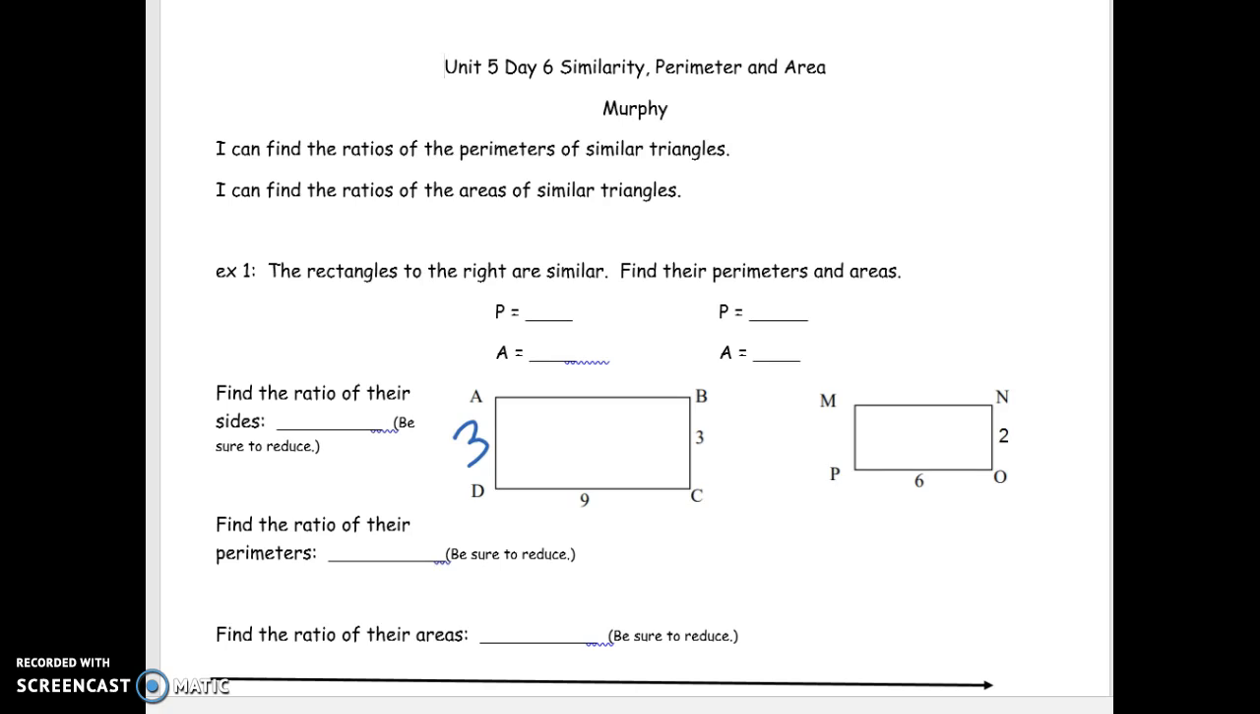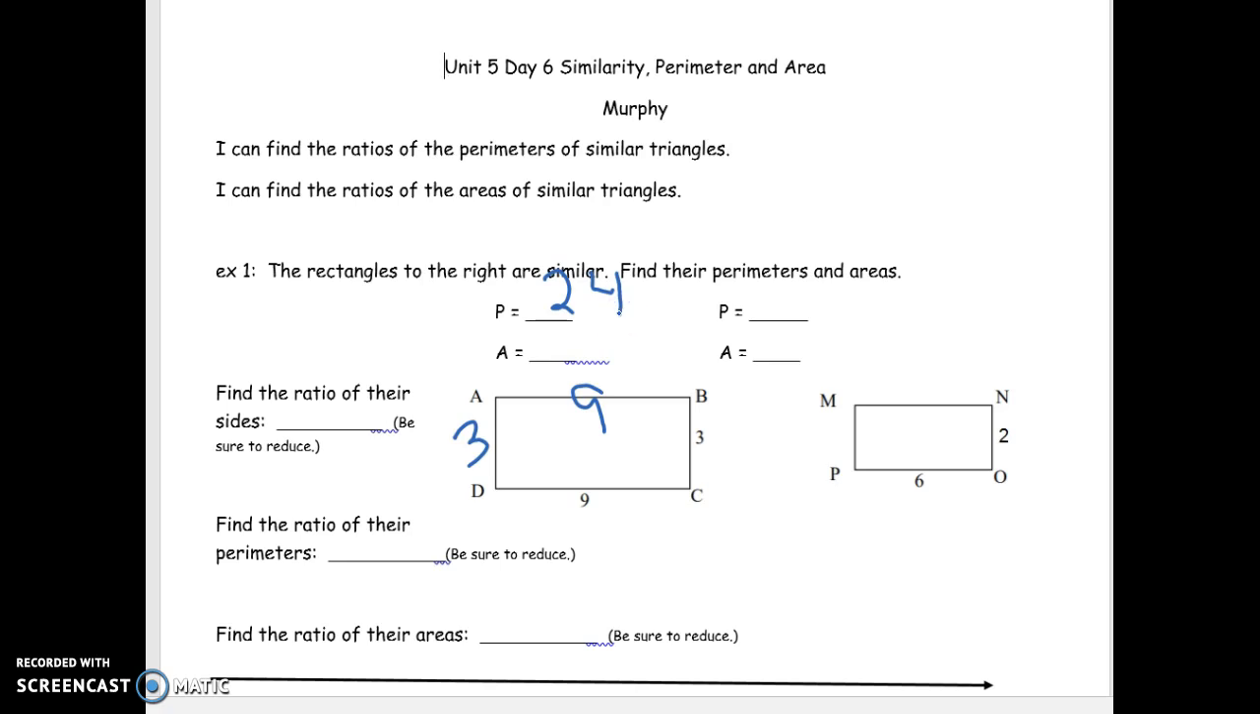I've got this length of 9. I know that its opposite side is going to be the same, so I'm going to go ahead and label that to be 9. If you remember, if we're looking for the perimeter, we're adding up all the lengths. So I have 9 plus 9, 3 plus 3. That ends up giving me a perimeter of 24.